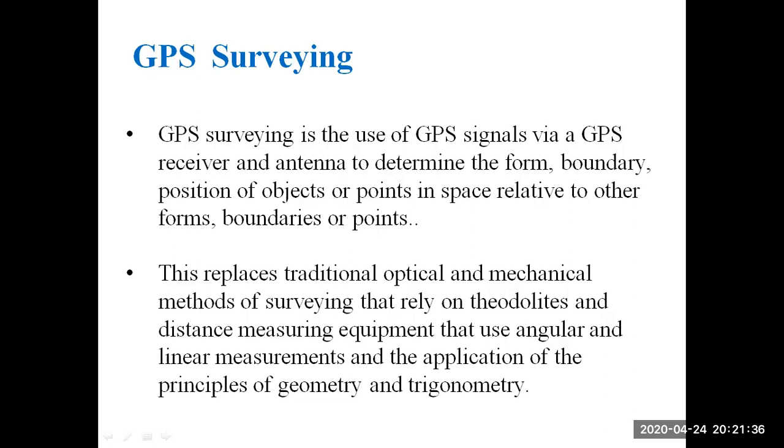So by using GPS in surveying, we are replacing the traditional optical and mechanical methods of surveying, like instruments such as theodolites and distance measuring equipment. In distance measuring equipment, we use angular and linear measurements and the application of the principles of geometry and trigonometry. So we are making the work simple by using the GPS.